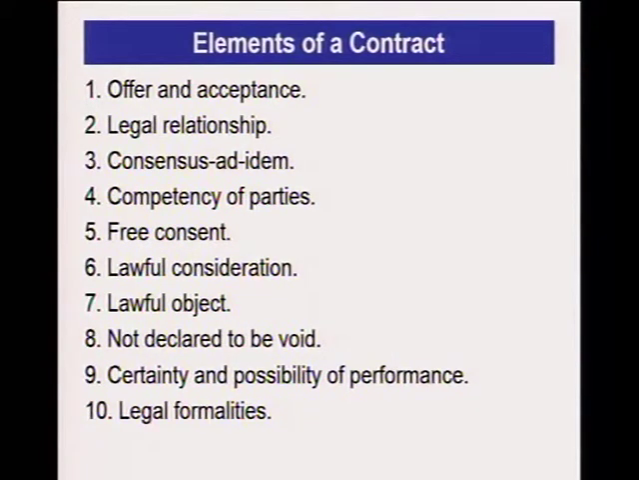The fourth one, competence of parties; then free consent, lawful consideration, lawful object, not declared to be void, certainty and possibility of performance, and legal formalities. So we'll be discussing these 10 elements. Each one of them should be proved to be there for us to say a contract is there.